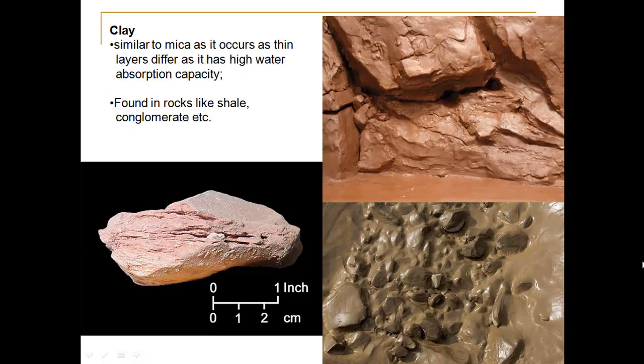The last important common rock forming mineral is clay. Clay is similar to mica as it occurs as thin layers, but differs as it has a higher water absorption capacity. The clay can absorb a lot of water and retains the water for a longer period of time. It is found in rocks like shale and conglomerate. They act as a binding material.